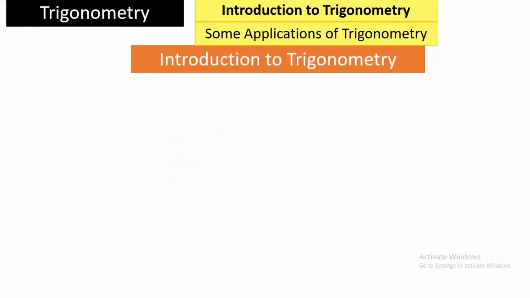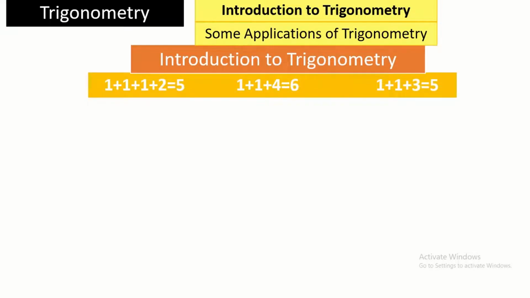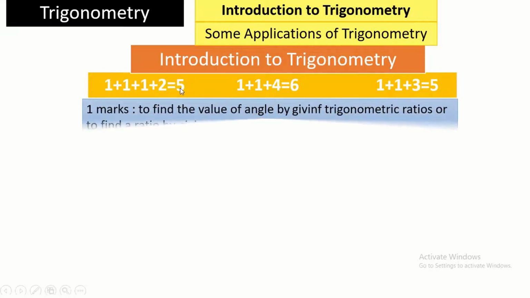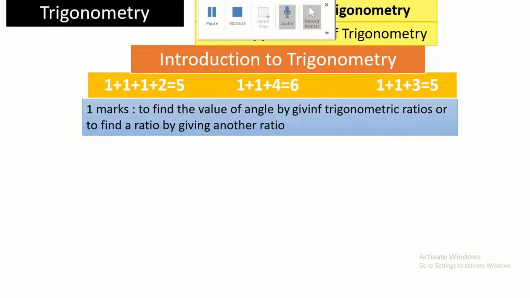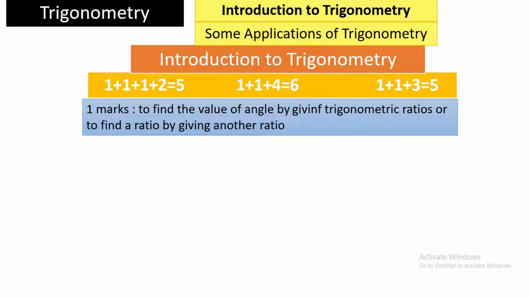Out of that, the first one is introduction to trigonometry. In this chapter, we observe that there may be three 1-mark questions and a 2-marks question, totally 5 marks. Or it may be two 1-mark questions and one 4-marks question, totally 6 marks, in introduction to trigonometry. And also another model is there, that is two 1-mark questions and one 3-marks question. So this is also totally 5 marks.